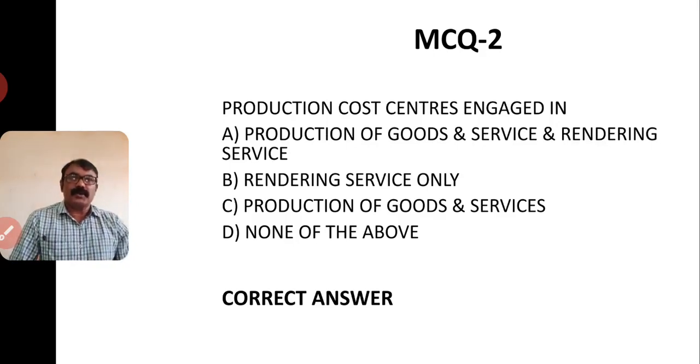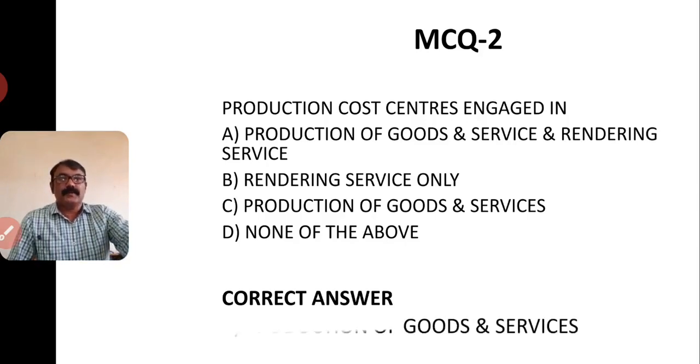Next, MCQ question 2. Production cost centers are engaged in what? A, production of goods and services and rendering services. B, rendering service only. C, production of goods and services. And D, none of these. The right answer is, sorry, C, production of goods and services. Okay.